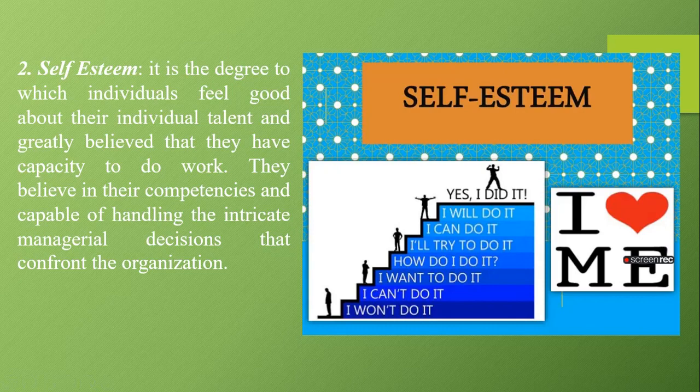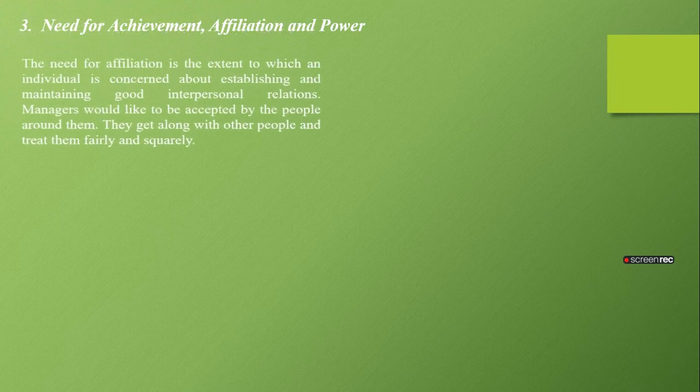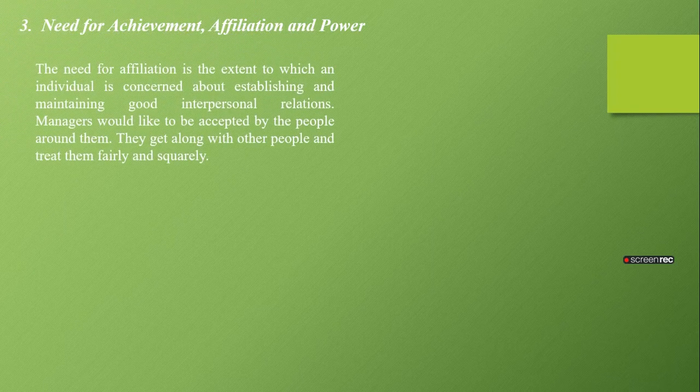Okay, that is all about the self-esteem. Okay, number 3, let's go to the need for achievement, affiliation, and power. So when we say need for achievement, ayan, the need for affiliation muna. And the need for affiliation is the extent to which an individual is concerned about establishing and maintaining good interpersonal relations. Yung affiliate, ayan.